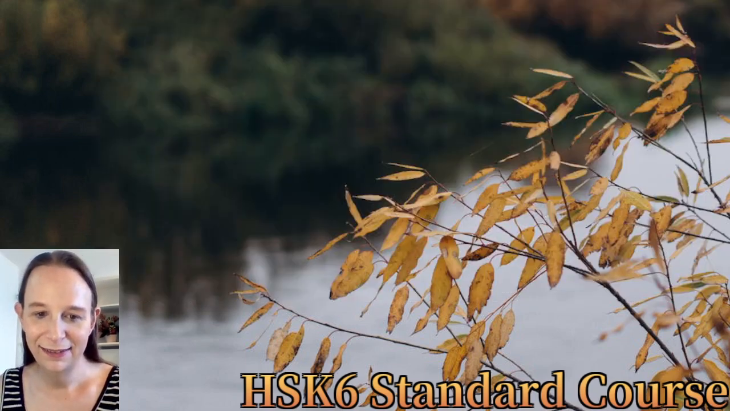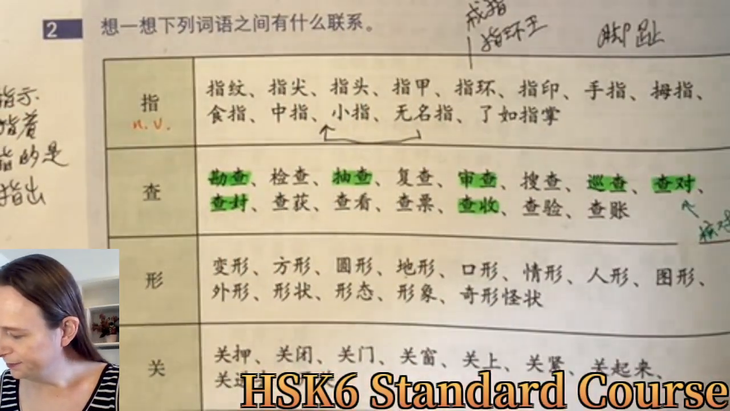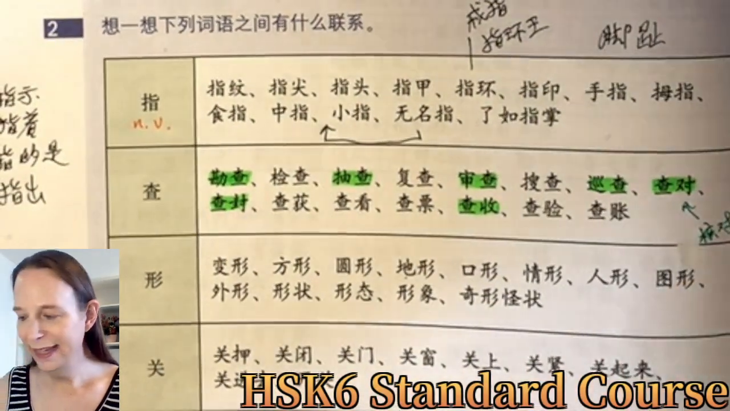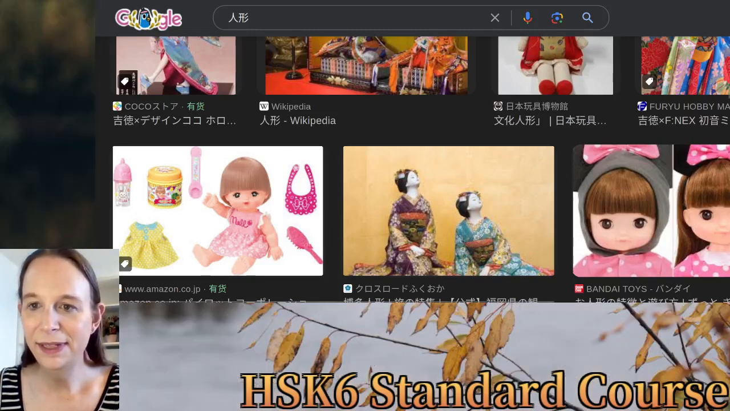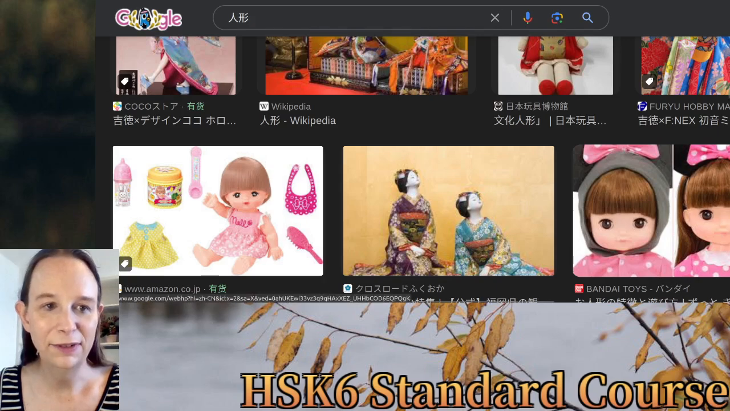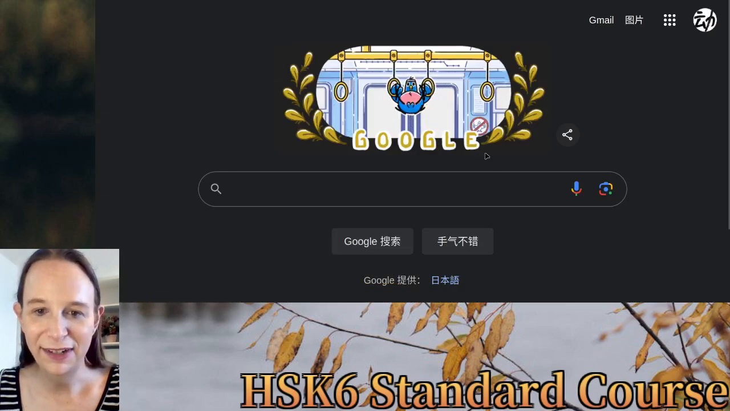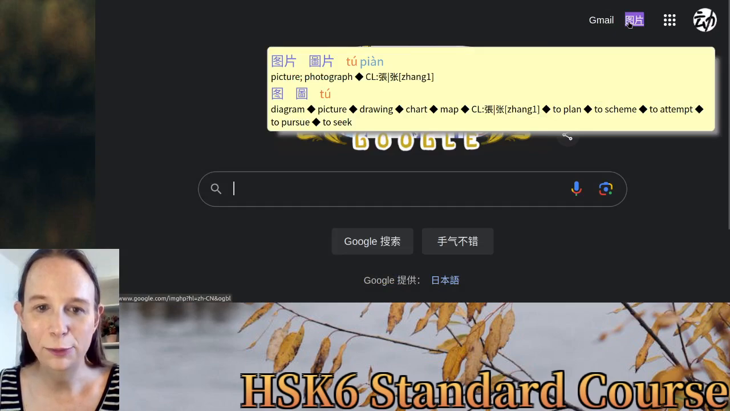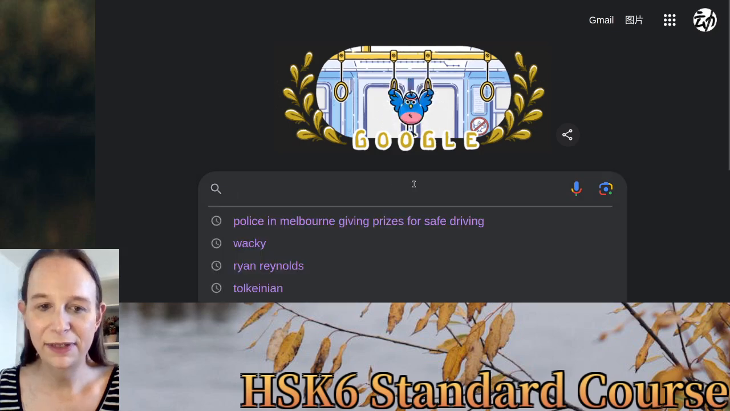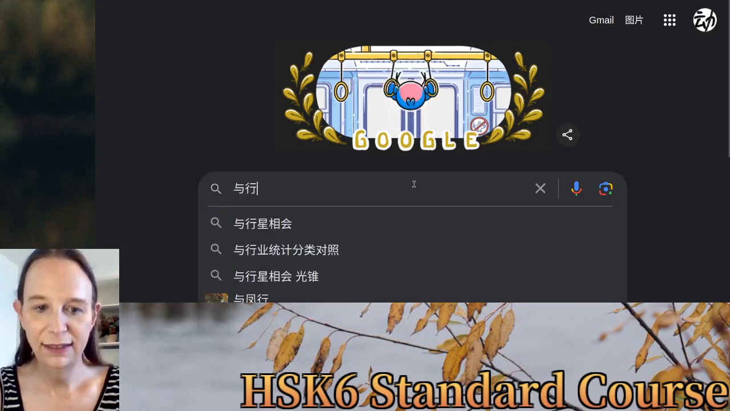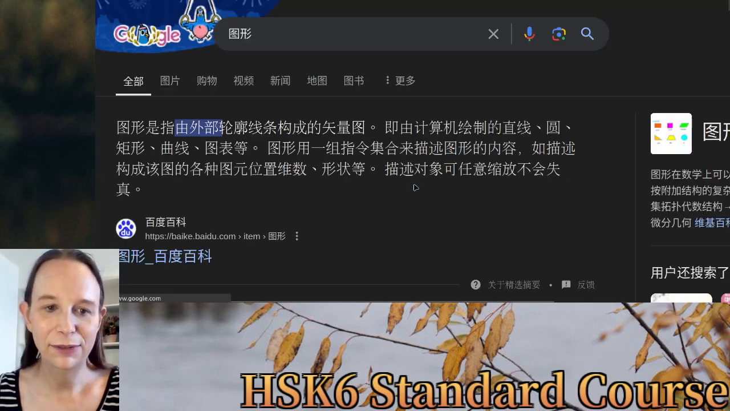All right. What's next? 图形. 图形 is just image. So this is the image we saw with like Google, right? Google image search. 图形. Oh, they use 图片, is it? 图片. What's the difference in 图形 then? 图形. I don't know.